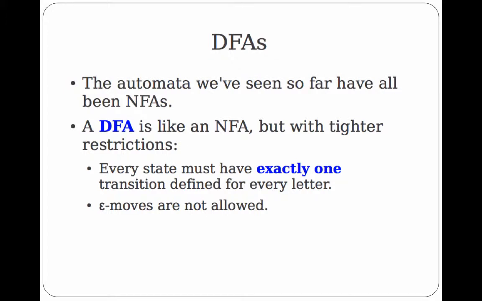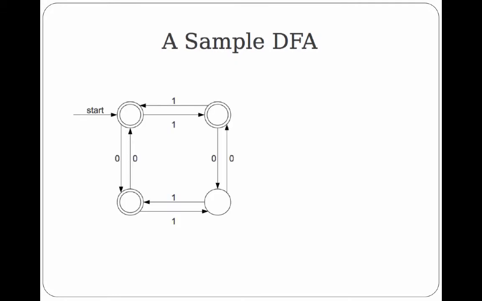So first of all, what is a DFA? It's like an NFA, but it has tighter restrictions. Every state must have exactly one transition defined for every letter, and epsilon moves are not allowed. So let me give you an example of a DFA. If you look at this carefully, you'll notice that there is exactly one transition, or at most one transition, labeled by the same letter leaving every state. So that's what makes it a deterministic finite state automaton.